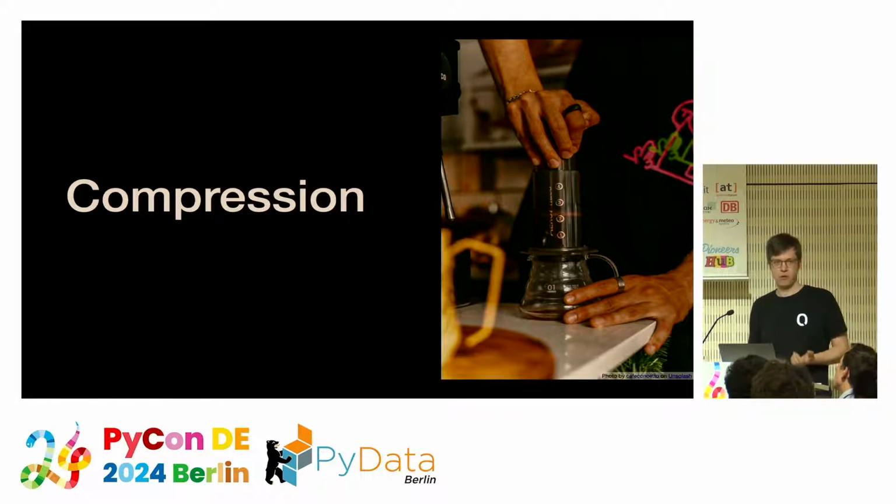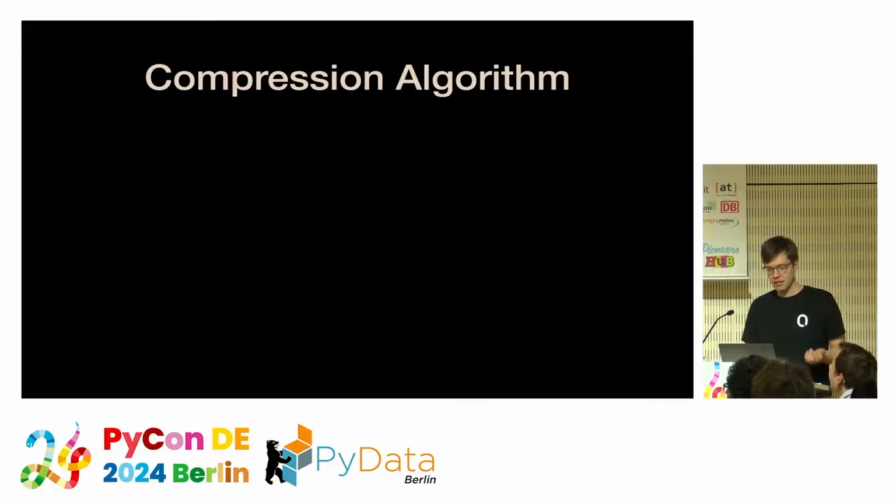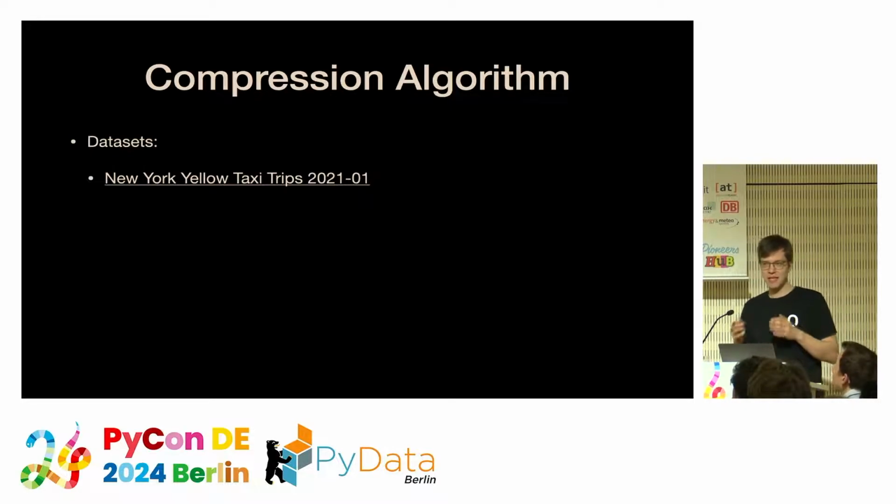It's the compression algorithm. And for the compression algorithm, there are different trade-offs. You have to look at the time it takes to write to disk, the size of the data that comes out, and the time it takes to read. There are several available, and it depends a bit on how your data is structured. I'm using the New York taxi data set here as an example. It's quite average. It shows most of the cases.